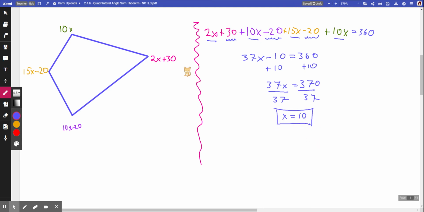Usually you're actually going to want to find the angle measure, so you're going to have to plug x back in. So 2 times 10 gives me 20, plus 30 gives me 50. So 50 is the actual measure of this angle. And then we do the same thing with the rest of the 4 angles.